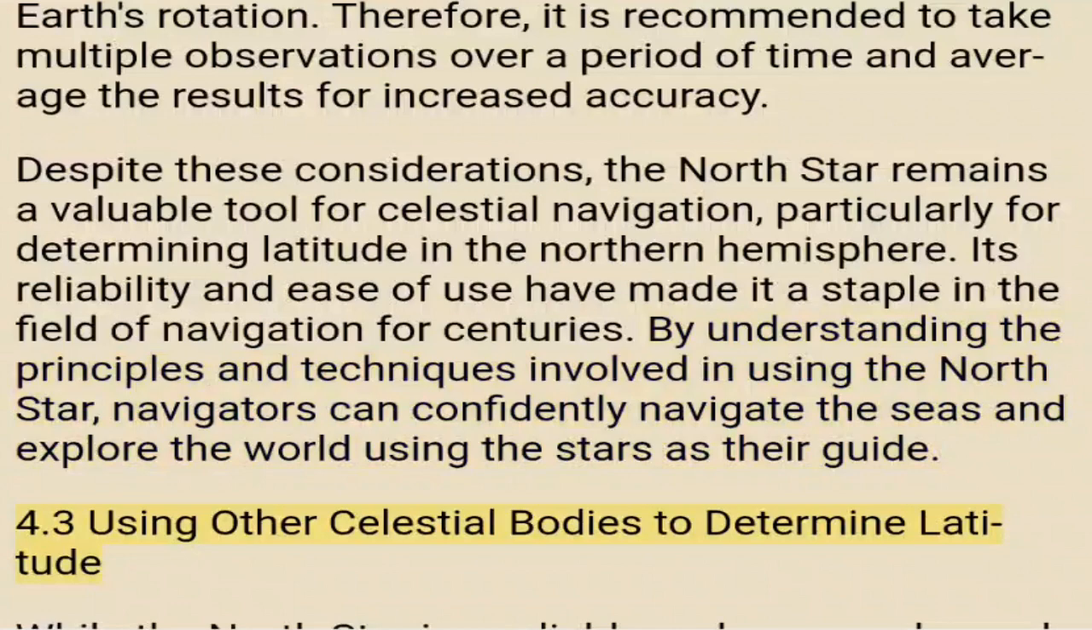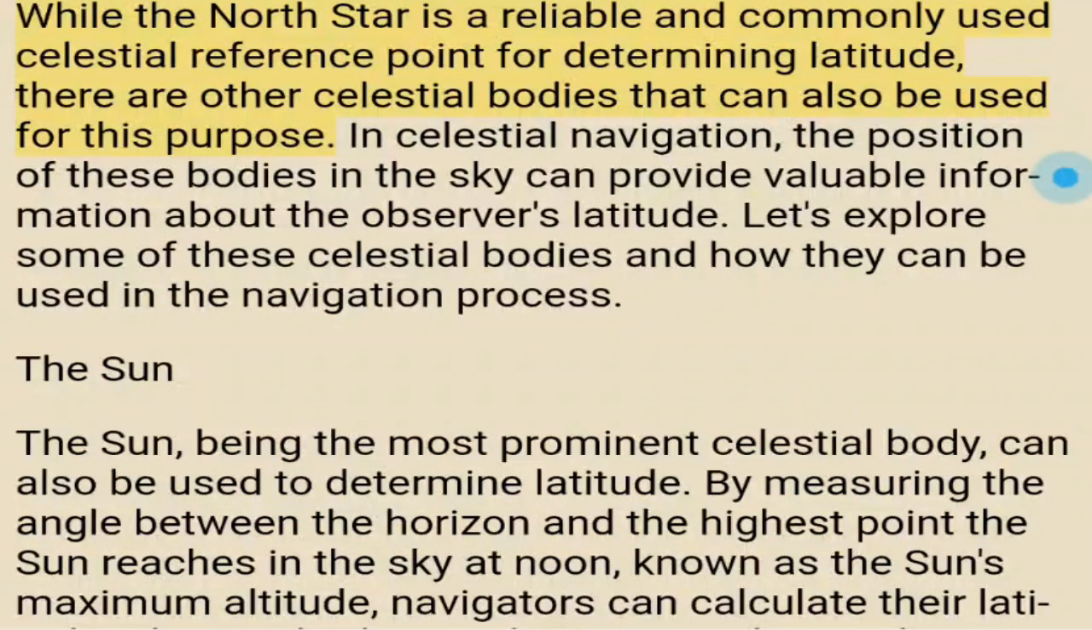4.3 Using other celestial bodies to determine latitude. While the North Star is a reliable and commonly used celestial reference point for determining latitude, there are other celestial bodies that can also be used for this purpose. In celestial navigation, the position of these bodies in the sky can provide valuable information about the observer's latitude. Let's explore some of these celestial bodies and how they can be used in the navigation process.